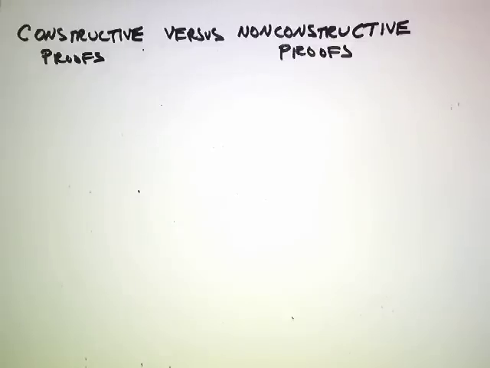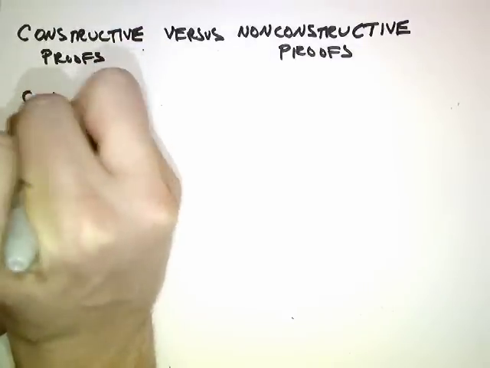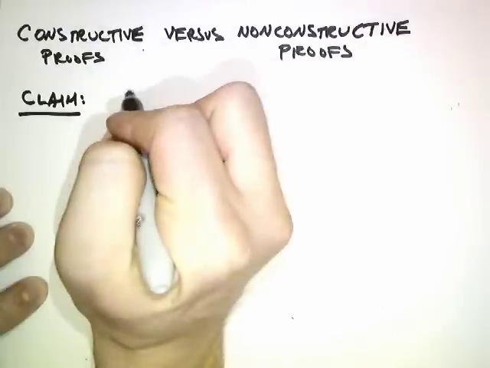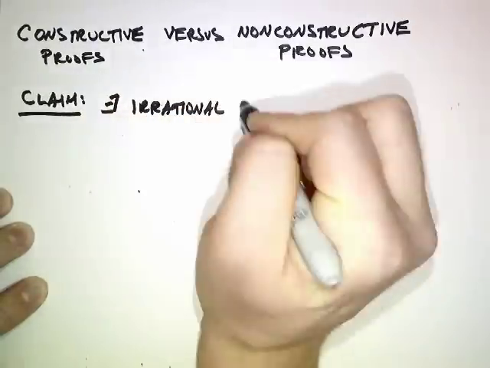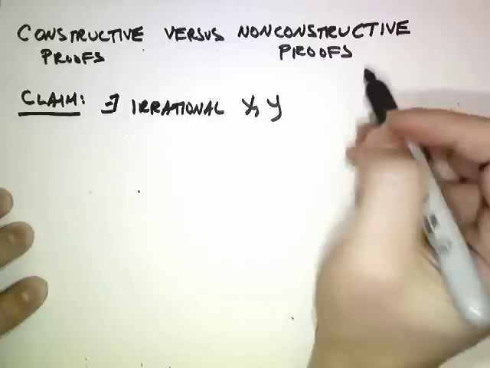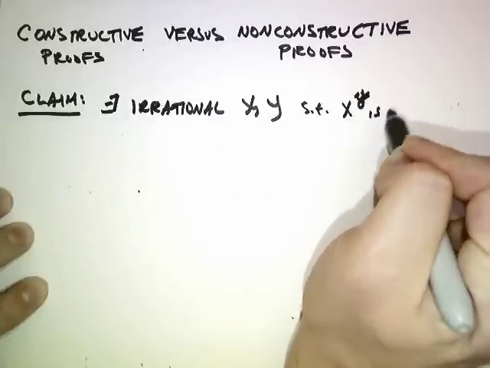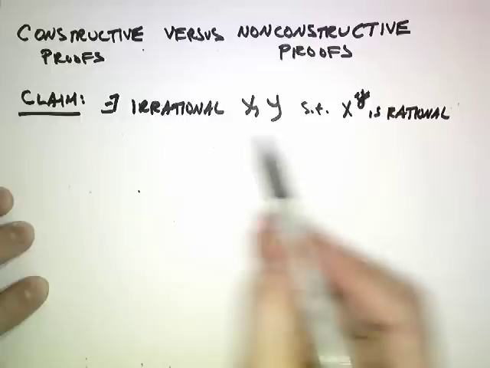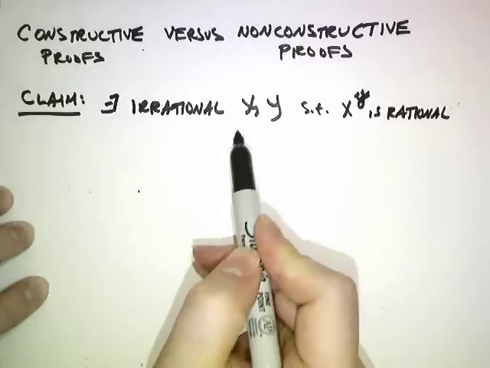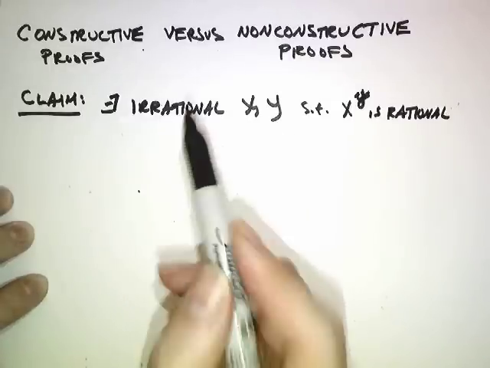I wanted to give you an example of a non-constructive proof. It's a slightly strange proof, but it's also sort of cool, I think. So the claim is that there exist irrational numbers x and y such that x to the y is rational. Now, I'm going to prove to you that this statement is true, but at the end of the proof, you're still not going to be sure what those values x and y actually are.